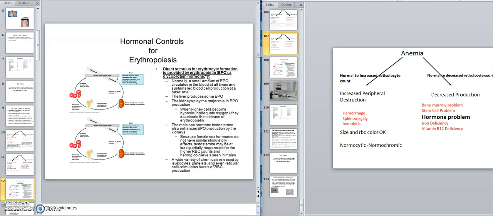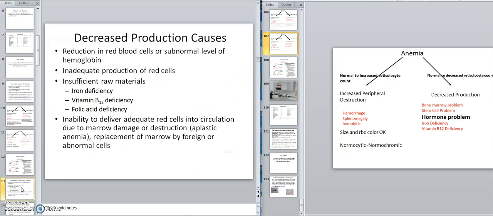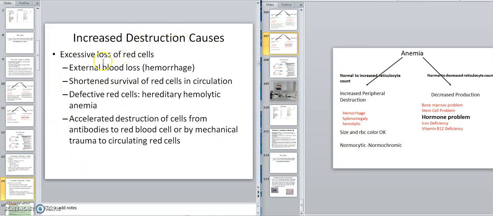Remember, the way the kidney knows is it's measuring the oxygen level. If it sees the oxygen level low, it will increase erythropoietin with the intent to try to increase the amount of red blood cells to carry more O2, more oxygen. All right. So we go further. So decreased production, we can see, causes, here's inadequate production, iron, so forth like that, you can look at. Increased destruction causes excessive bleeding. Red blood cells may be attacked, hemolytic. So various things of that, that you can look at.